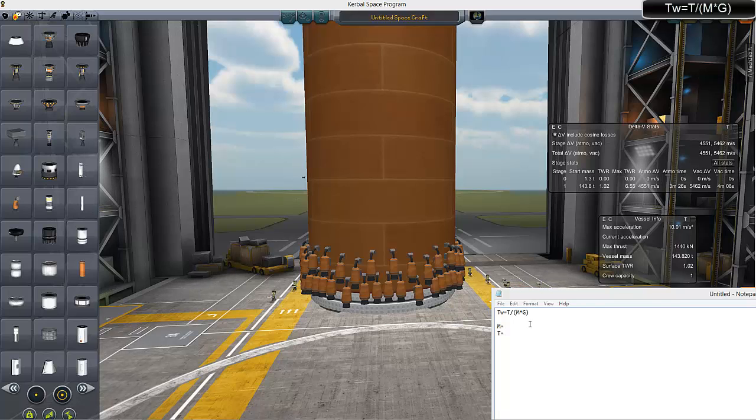So right now, if we're launching from Kerbin or Earth, the G will be 9.807, while let's say you're launching from somewhere that has 2 G's, you'll be just changing the G to 19.614, just doubling the number. Simple as that. So that's the basic way I put it.